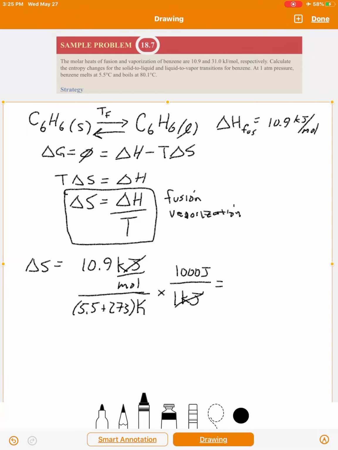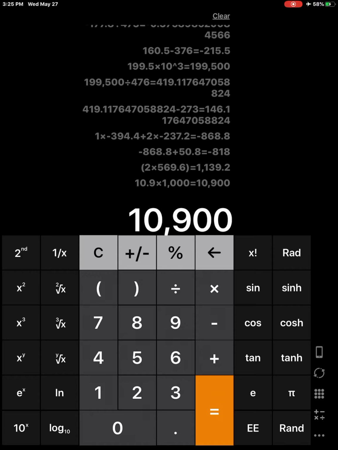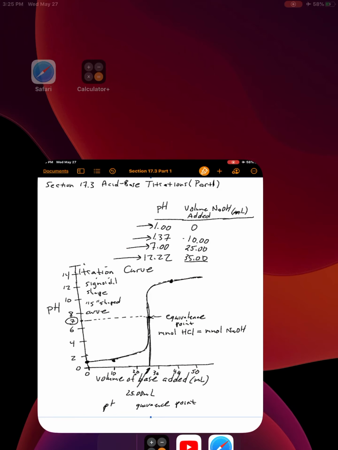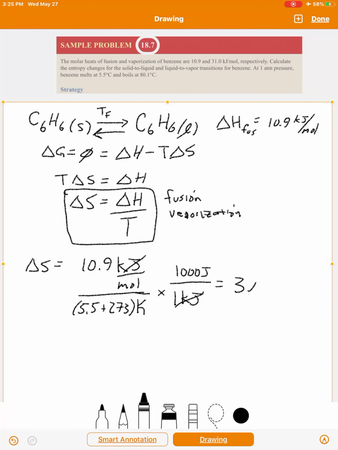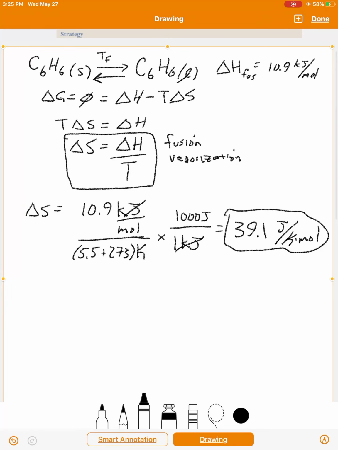Okay, so 10.9 times 1,000, and then we're going to divide that by 5.5 plus 273, and you get 39.1. And then that would be joules per Kelvin mole. Okay, so it's really just a little trick of algebra, how this works out. Let's try the second part. The second part, so this is for fusion, melting. Let's try it for vaporization.